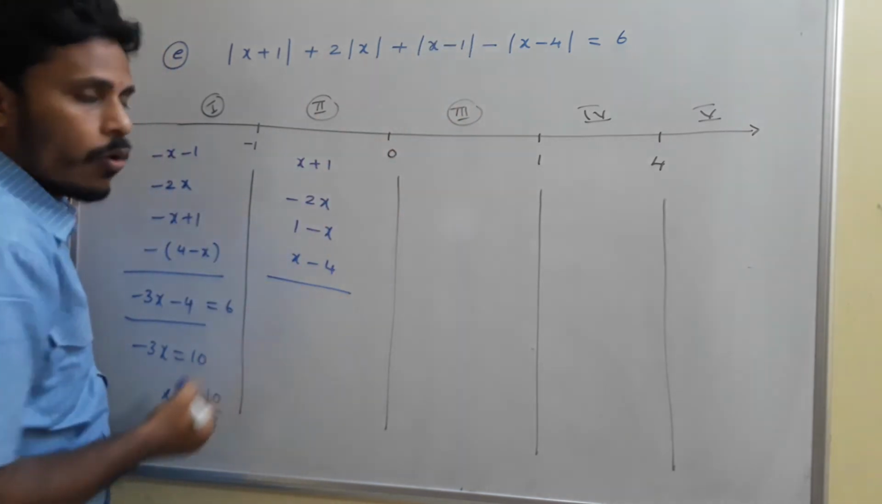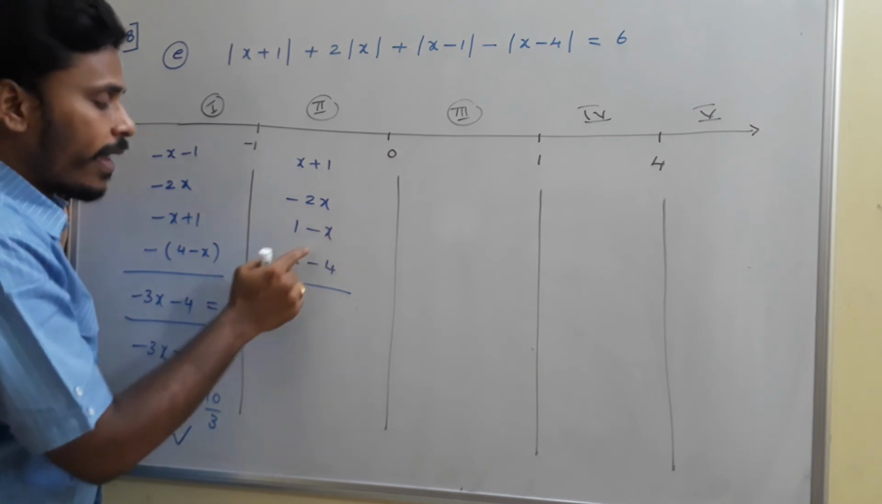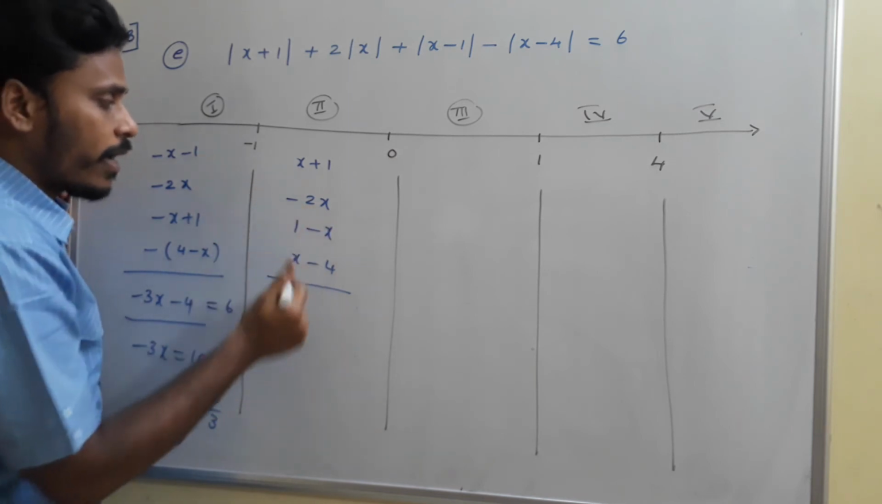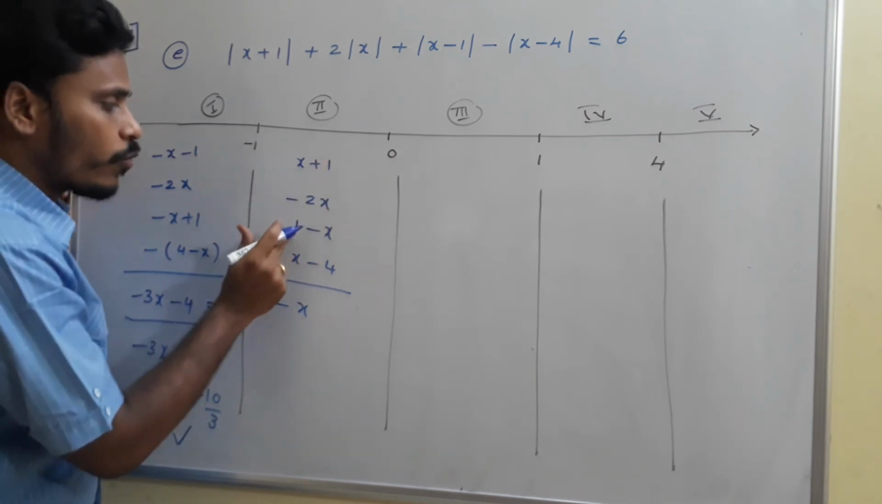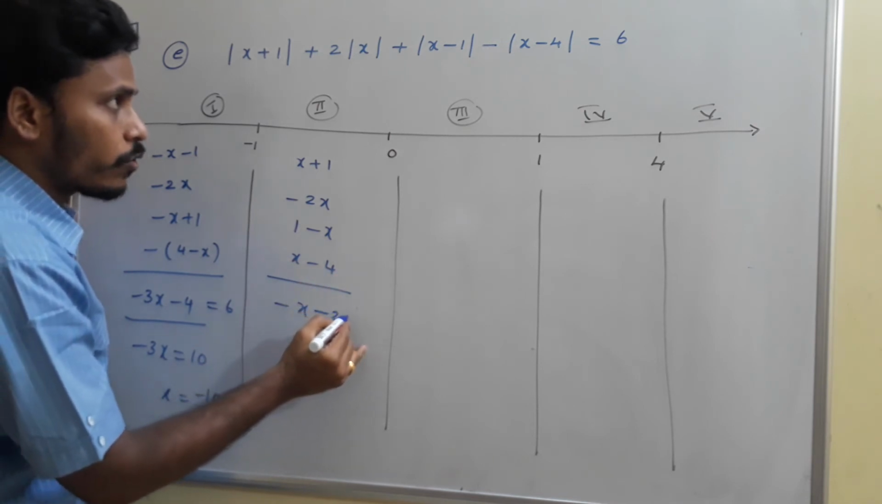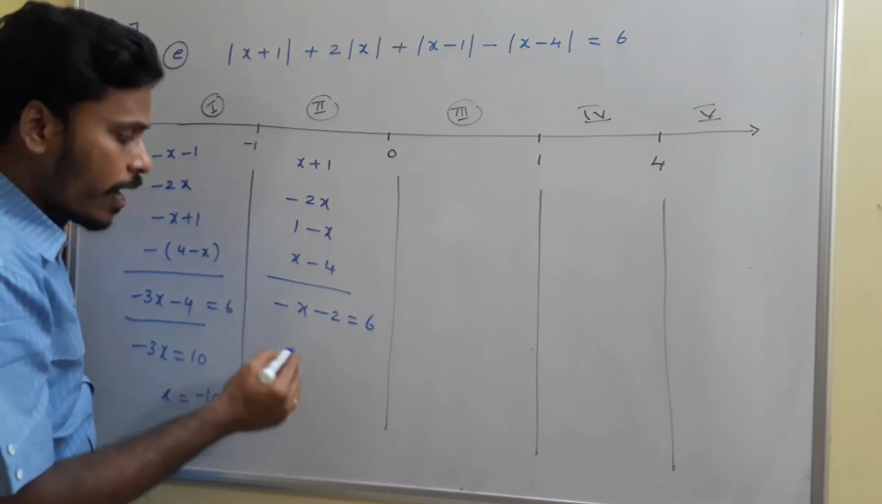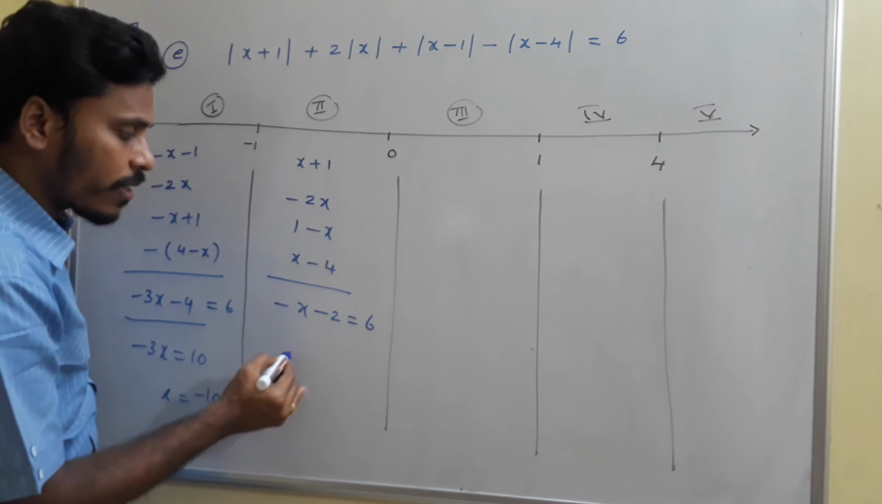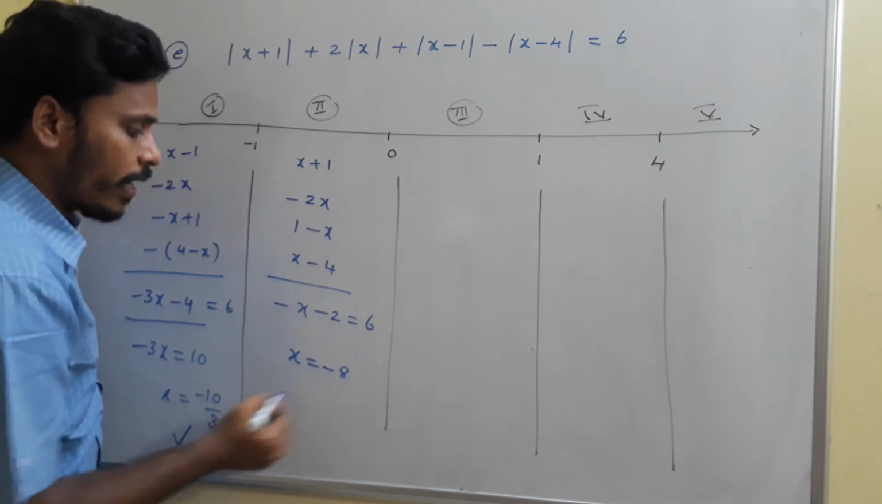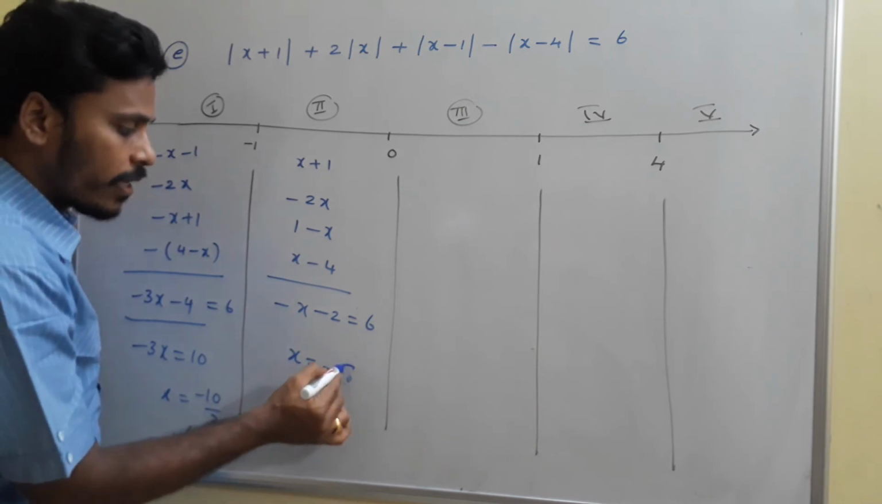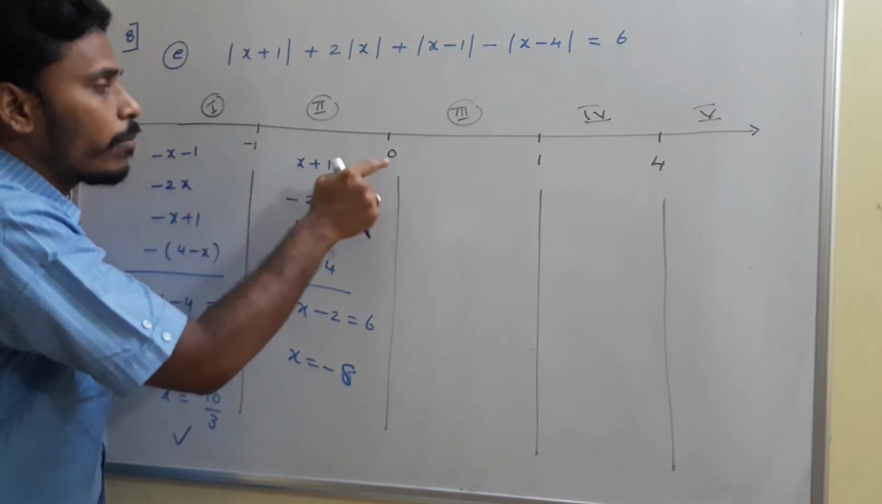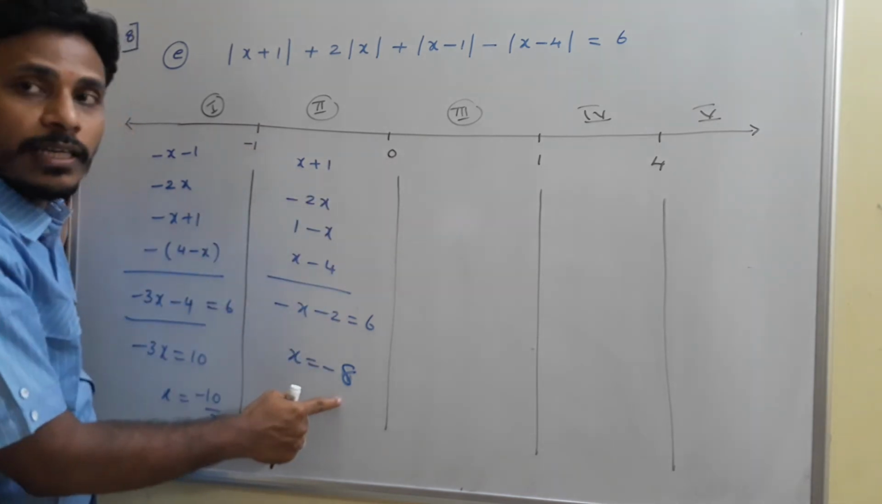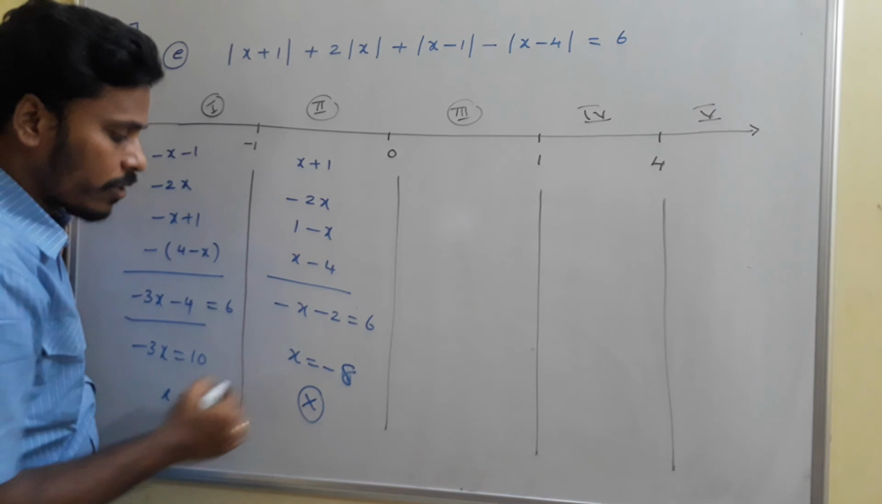Add now. While adding, this minus x plus x will get cancelled. x minus 2x is minus x, 1 plus 1 is 2, minus 4 is minus 2, which is equal to 6. And if you solve, sending this to that side, you will get x equal to minus 8. But the region is between minus 1 and 0. We have x as minus 8. So clearly this is not a solution.